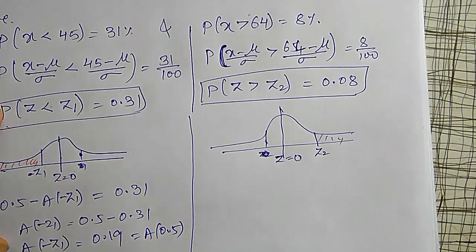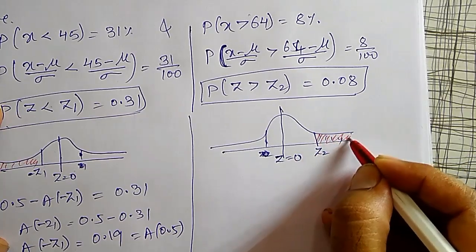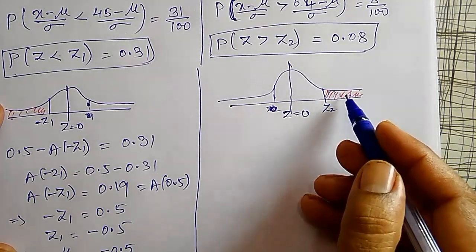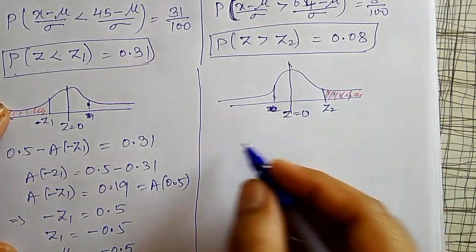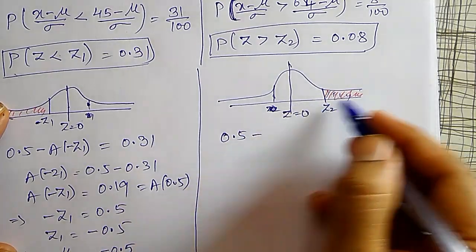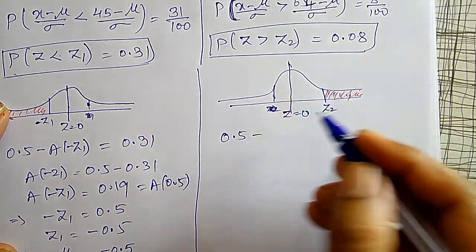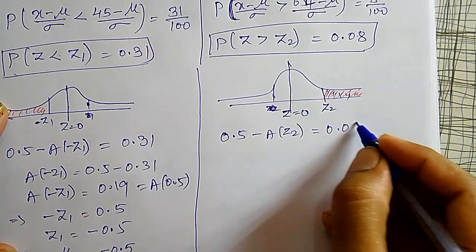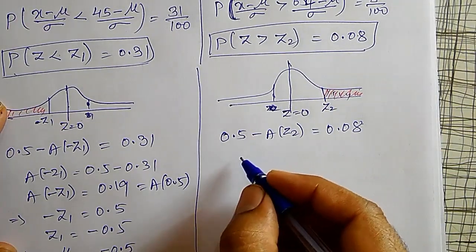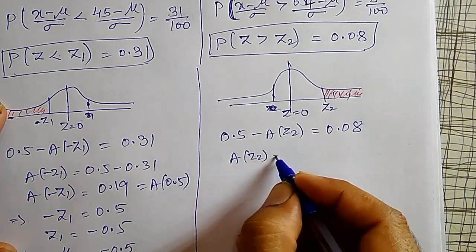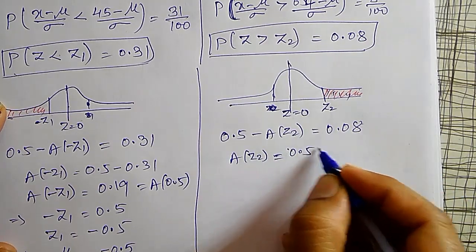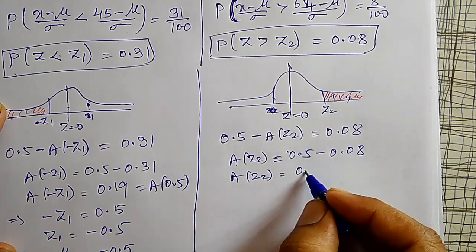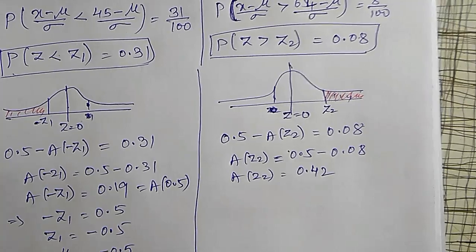This area is my required area. This may be equal to 0.08. Then how to calculate that? To calculate this area, total area 0.5 minus this area is nothing but A of Z2, which must be equal to 0.08. Therefore, A of Z2 is equal to 0.5 minus 0.08. A of Z2 is equal to 0.42. 0.5 minus 0.08 is 0.42.